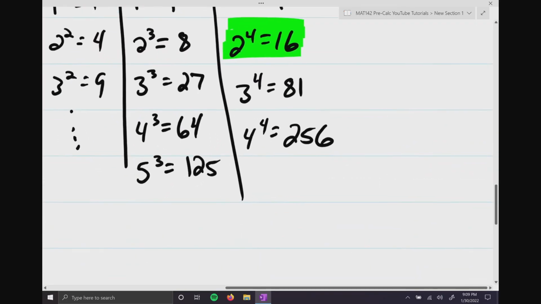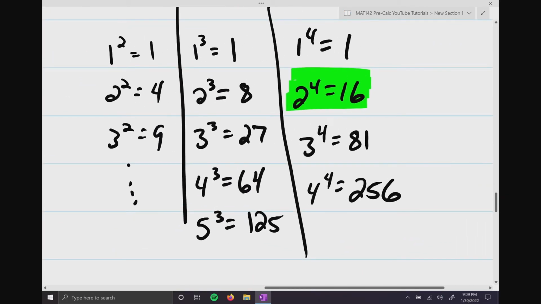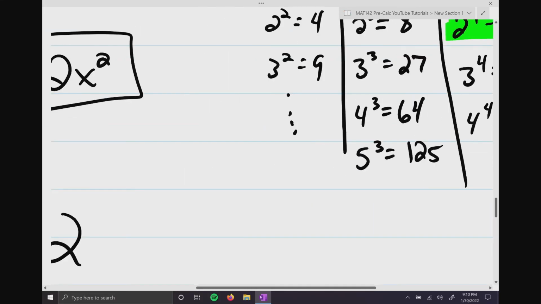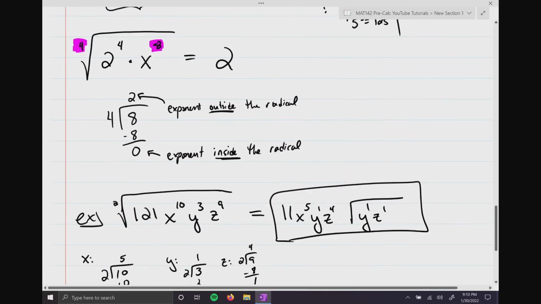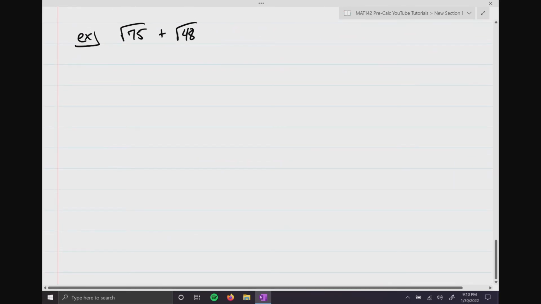Now, earlier I mentioned that you definitely want to know these perfect squares, perfect cubes, and perfect fourths on this table here. You definitely want to know them. But if you notice, the square root of 75 or the square root of 48 are nowhere near on this table. So the easiest way to do that is to go ahead and break these down into numbers that you know.